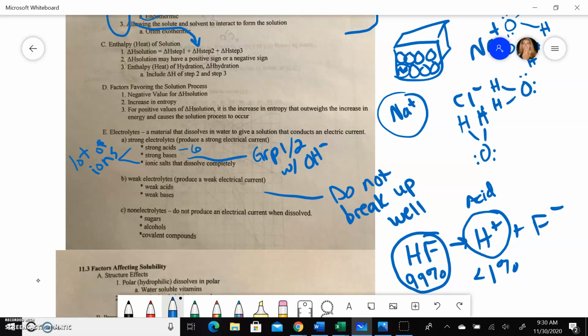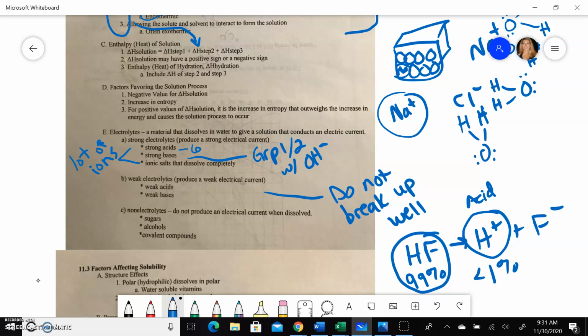And then non-electrolytes are things that can dissolve, but they don't produce charged particles. So sugar is a covalent compound, and when it dissolves, it breaks into individual sugar molecules that are neutral. And so you don't get the charges required in order to conduct electricity. Alcohols are another one, and then most of the covalent compounds for the same reason. They won't break into charged particles, they just break into neutral compounds, and therefore you can't conduct electricity.